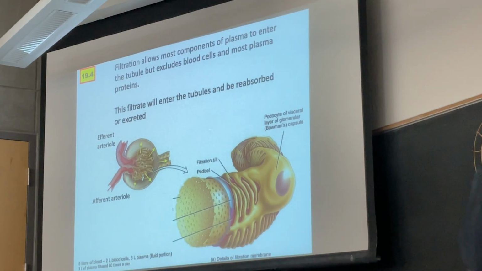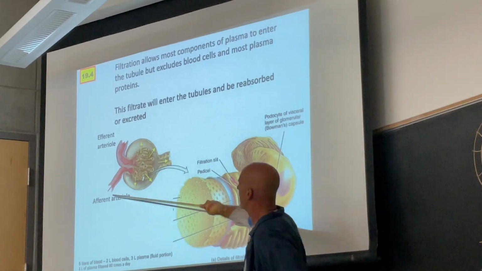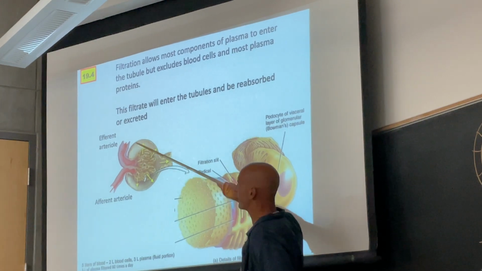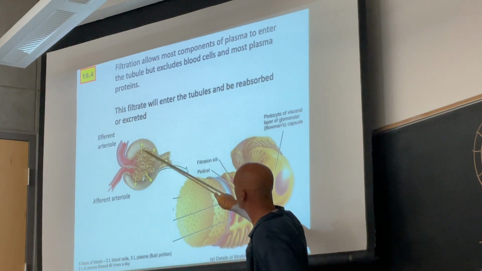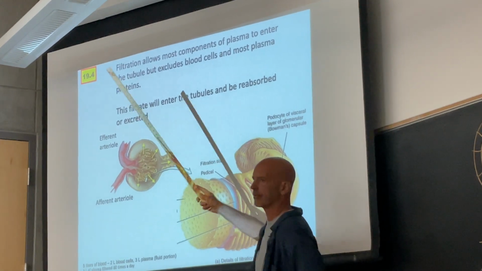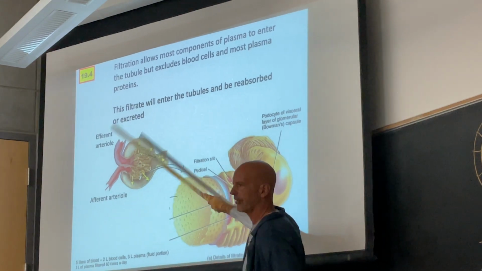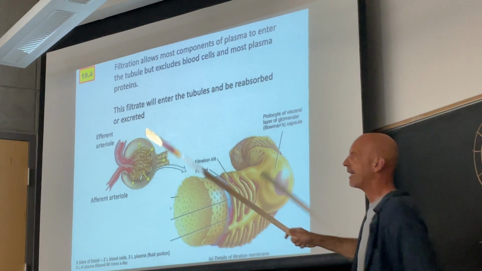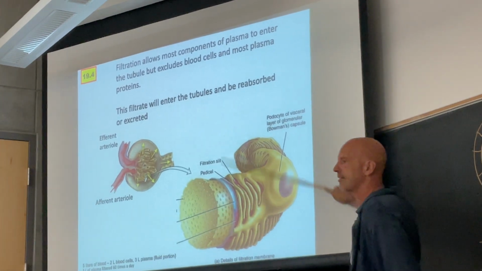So the first part, talk about filtration. This is happening in that Bowman's capsule. Again, blood is coming in, blood is going out. Filtrate's being made in this little capsule. So it's a fluid-filled capsule. This is a capillary network called the glomerulus. Over here it has a special filter, membranes and stuff. We're not going to talk about any of that either, except to know that this is very porous. A lot of stuff can come out of it.